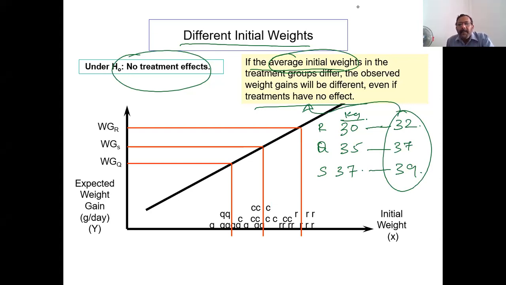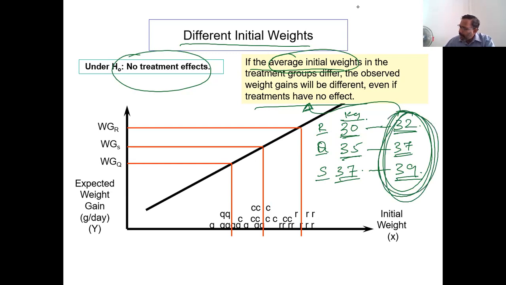Do you understand? So this is the scenario that I am explaining. So the 30 kilogram one increased to 32. So increase is 2. 35 kilogram is increased to 37. Increase is 2. 37 is increased to 39. So these are the three diets, R, Q, and the standard one. So here no treatment effect. But you see here, even though there is no treatment effect, there's a difference here.